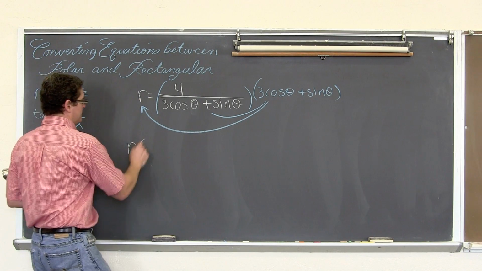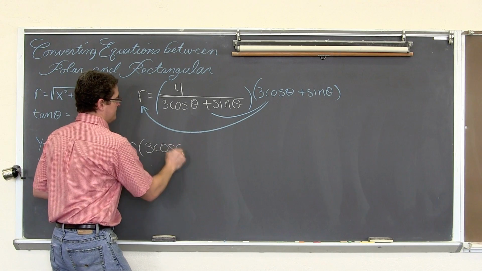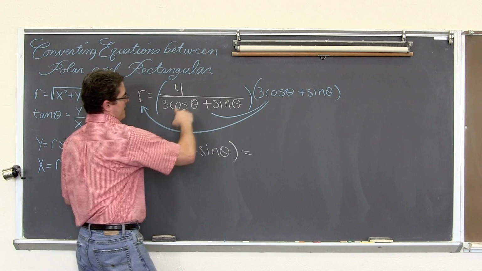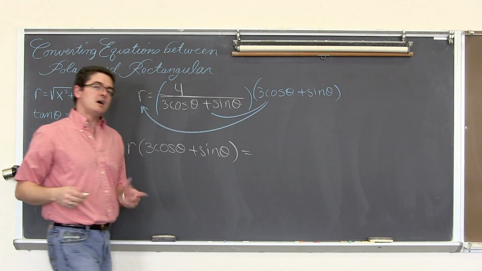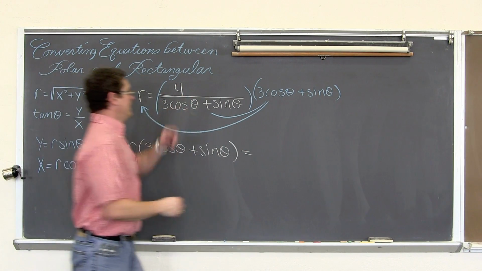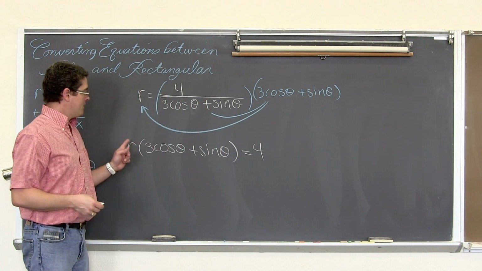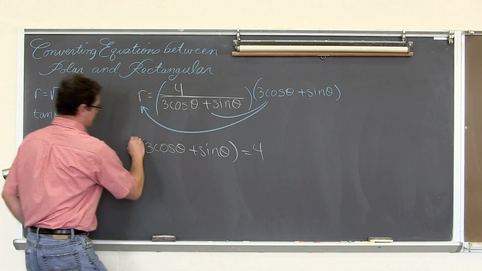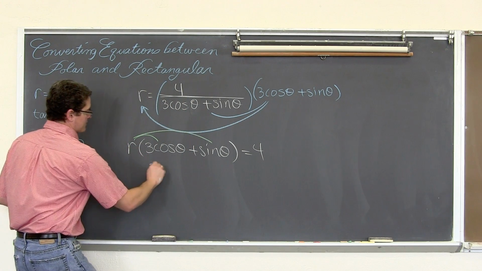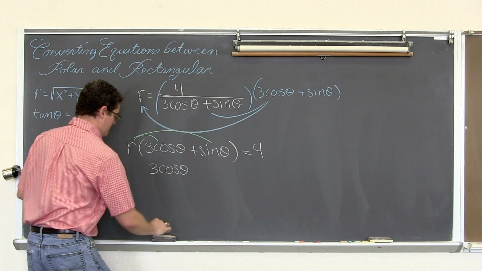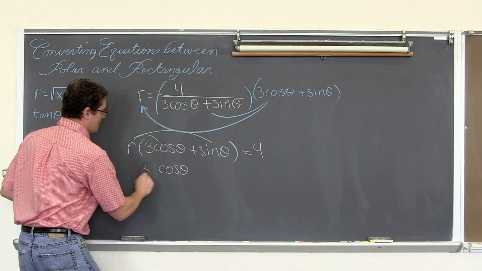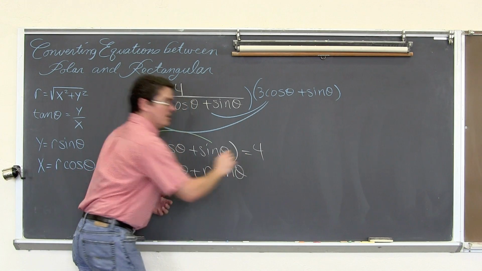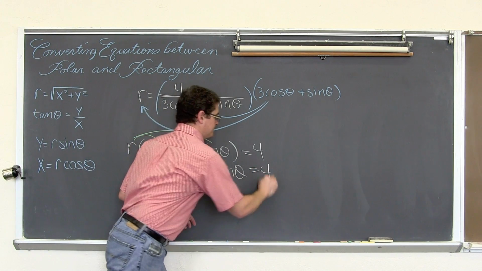So we have r times 3 cosine theta plus sine theta equals, and now on the right hand side, because I'm multiplying by the entire denominator, I'm going to get those trig functions out of there and just be left with 4. Now I've got r times this binomial, which means that it is going to have to get distributed through the parentheses. And we get 3r cosine theta plus r sine theta equals 4.